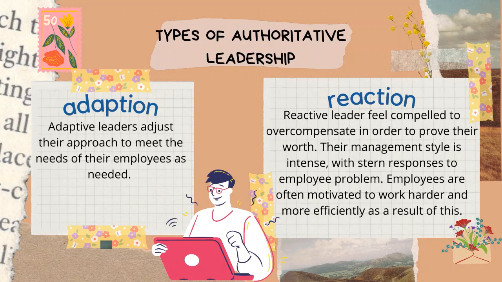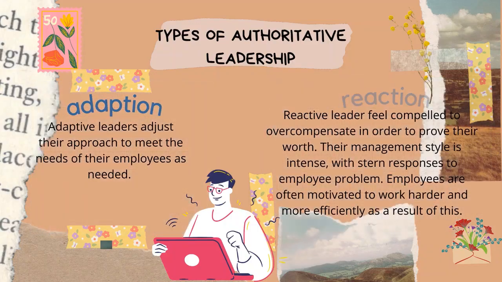Next, adaptation. Adaptive leaders adjust their approach to meet the needs of their employees as needed. Lastly, reaction. Reactive leaders feel compelled to overcompensate in order to prove their worth. Their management style is intense, with stern responses to employee problems. Employees are often motivated to work harder and more efficiently as a result of this.